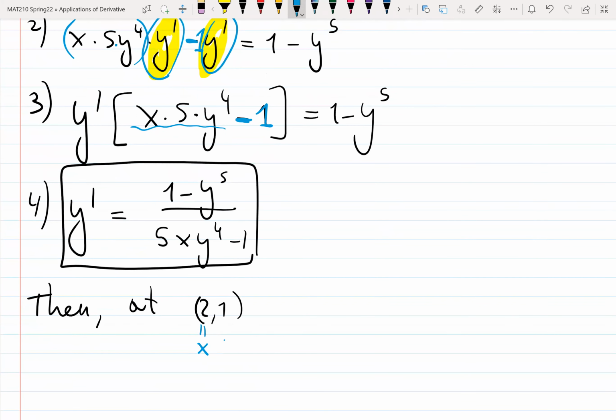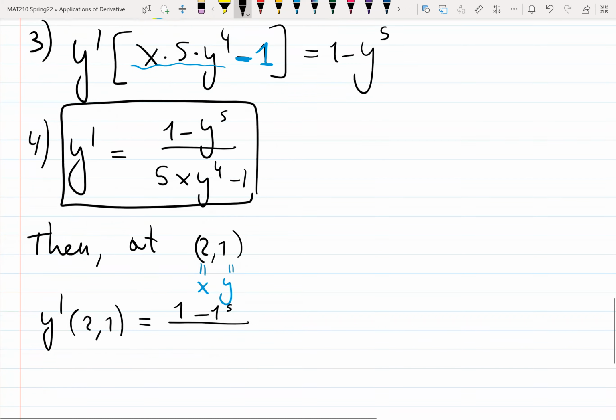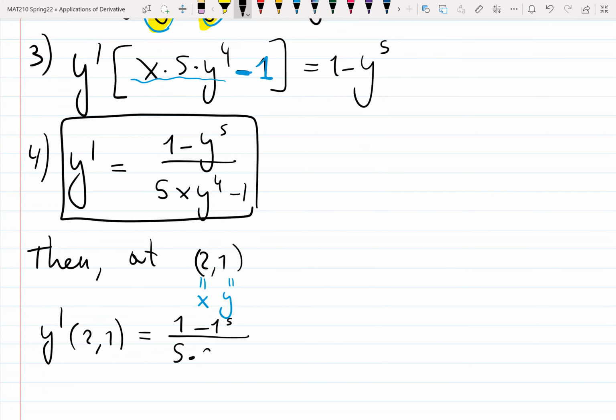X is the first variable, y is the second variable. And then so you just plug in y prime at 2 and 1 is 1 minus 1 to the 5 over 5 times 2 times 1 to the 4 minus 1. And I made it on purpose simple, so it's 0. That is a slope for you to know. So for example, the slope at this particular moment is 0 at this particular point, 2, 1.